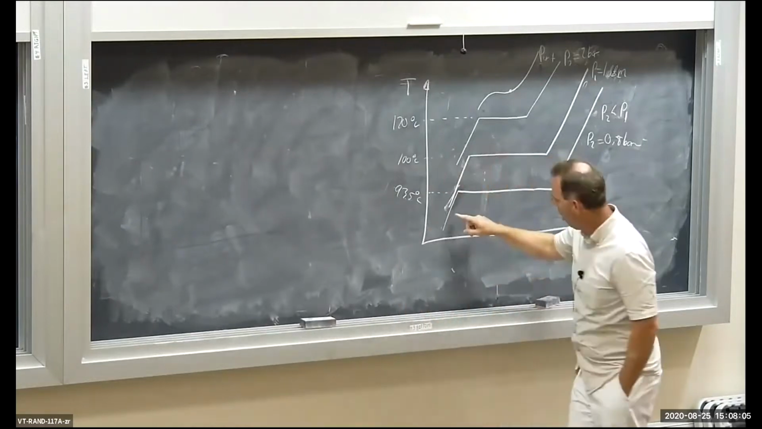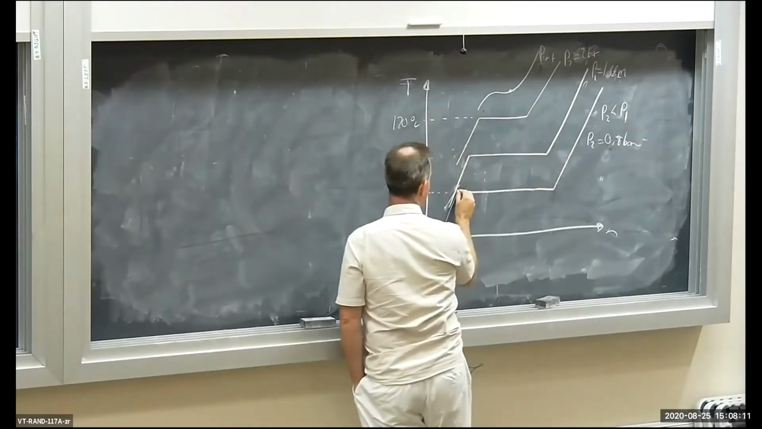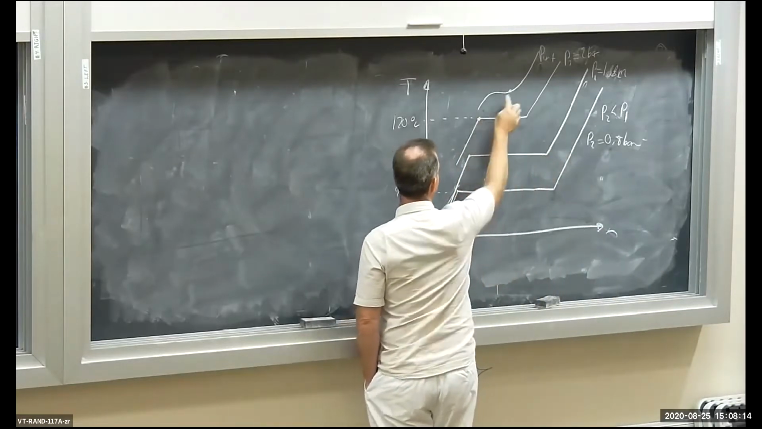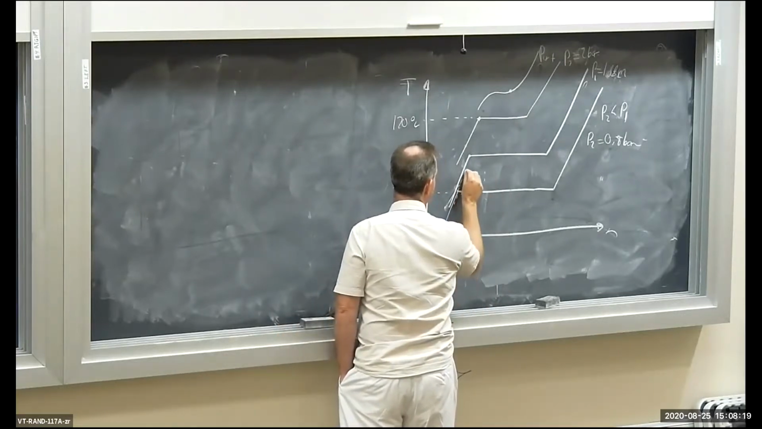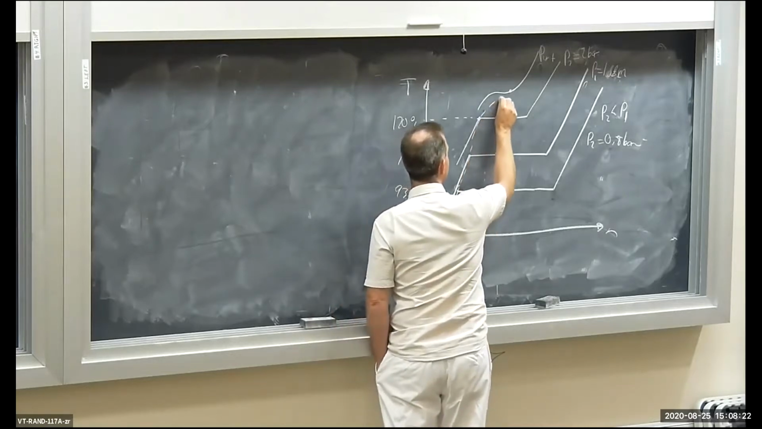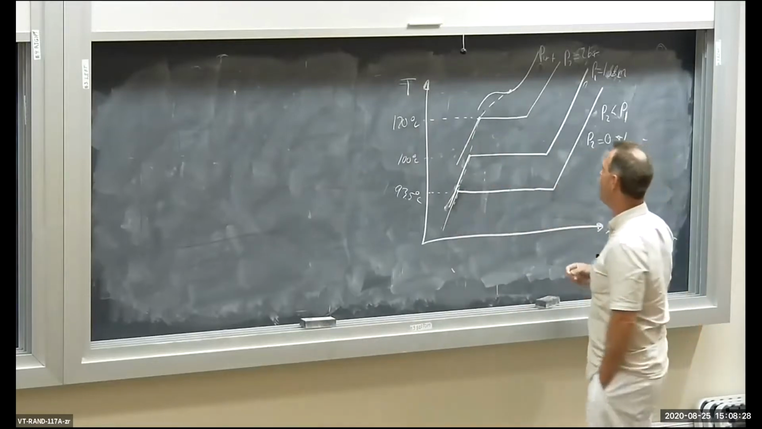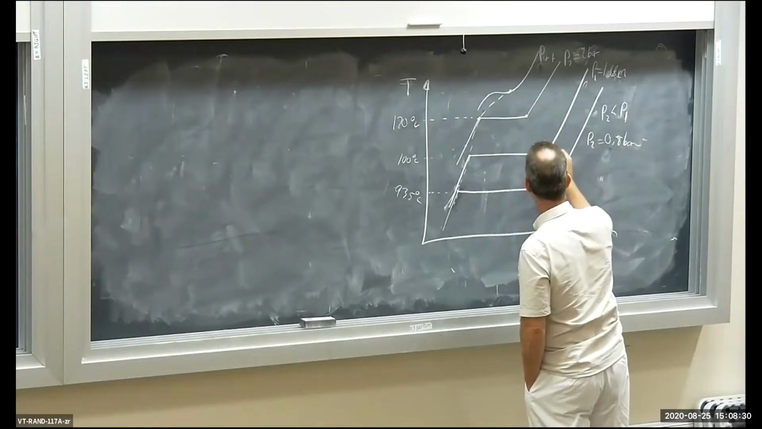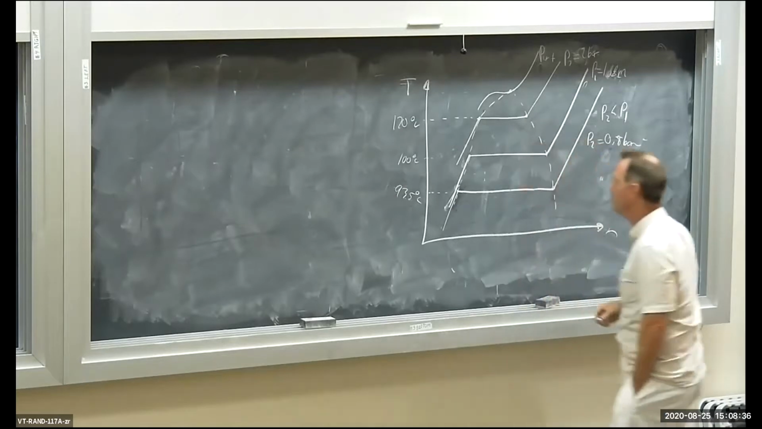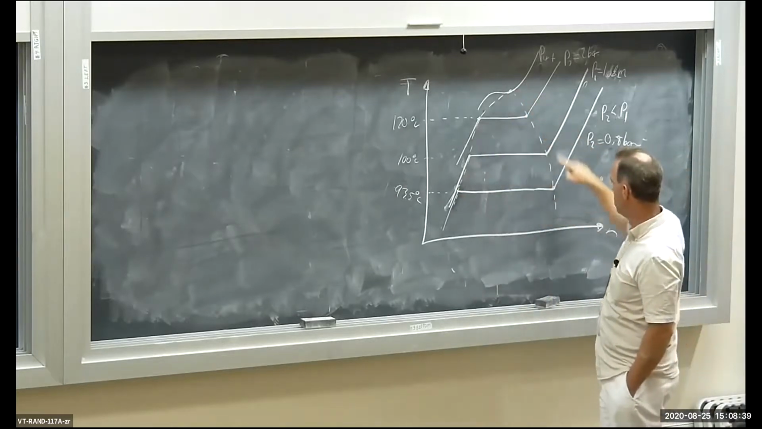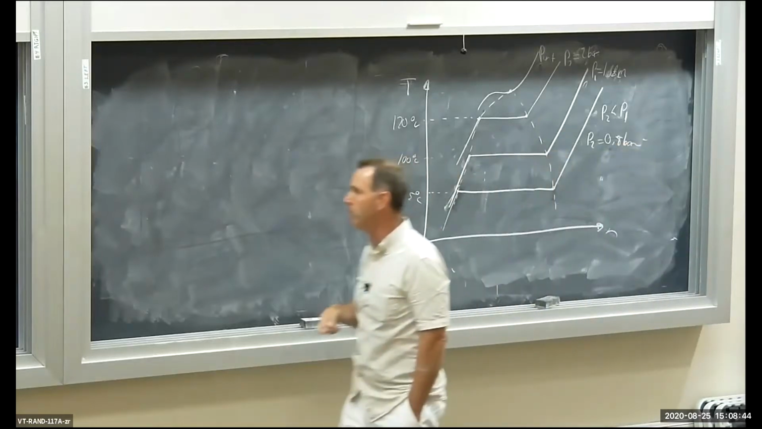Now, let me connect all the points for saturated liquid. I've got saturated liquid right here, right here, right here, and right where it disappears. Let me connect all the points that are saturated liquid, and let me connect all the points that are saturated vapor. I get a dome. Saturated liquid, saturated vapor. Inside the dome is a mixture.